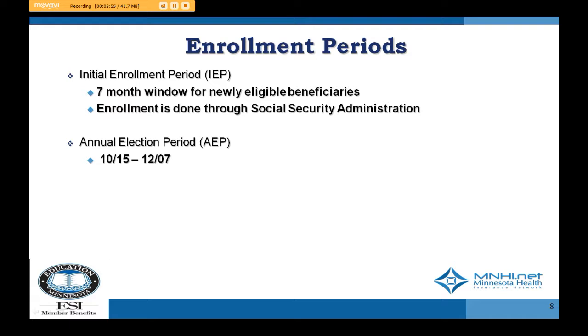Another major enrollment period is going to be the annual election period. This takes place in the fall and starts on October 15th and runs through December 7th. This gives you the opportunity to switch for alternative coverage for the next calendar year.